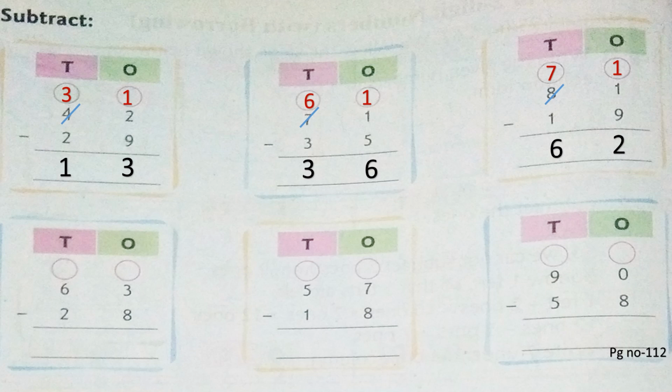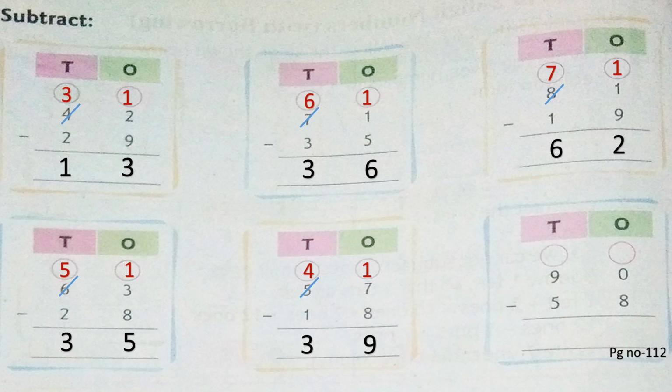Here we have numbers 63 minus 28. So let's carry 10. We have 13 in ones place and 5 in tens place. So 13 minus 8 is 5. 5 minus 2 will be 3. We'll go to the next sum where it is 57 minus 18. Let's carry 10. So we have 17 in ones place and 4 in tens place. 17 minus 8 is 9 and 4 minus 1 is 3.